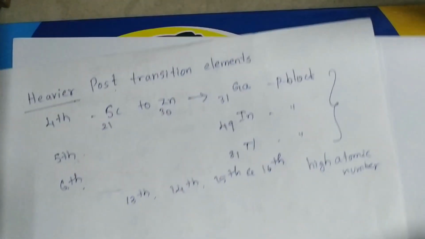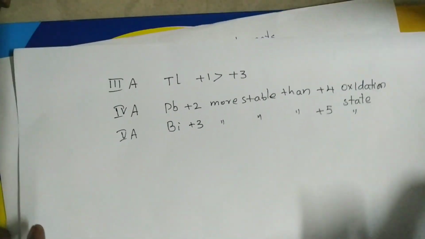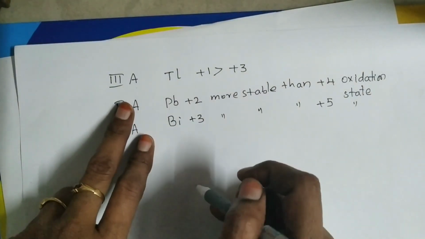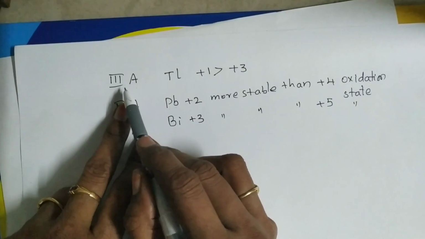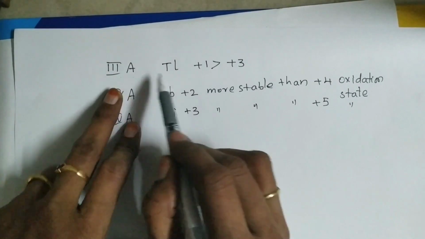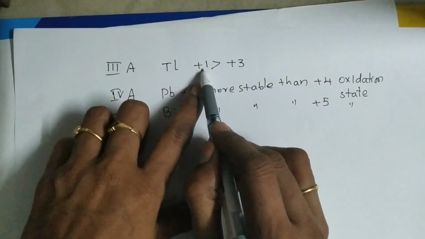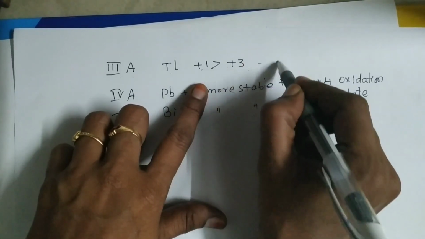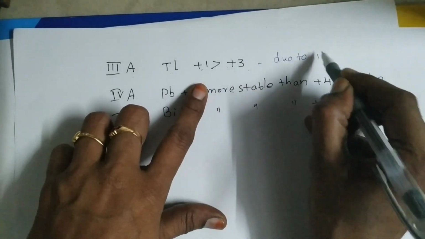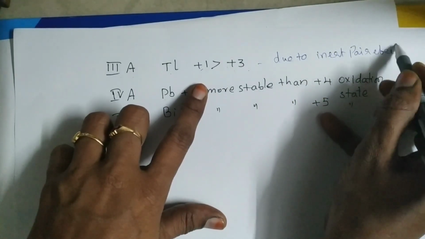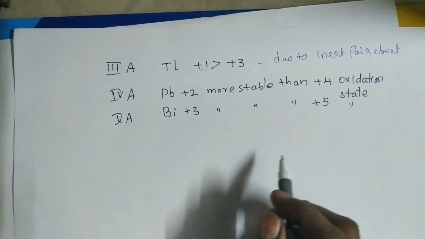And here, when you are considering third group elements, especially third group elements, we can give one shortcut. I remember it like that, you can remember it for your own convenience. Third group elements, thallium you take. The +1 oxidation state is more stable than the +3 oxidation state due to the inert pair effect, and the reluctance of ns electrons, that I will show you.